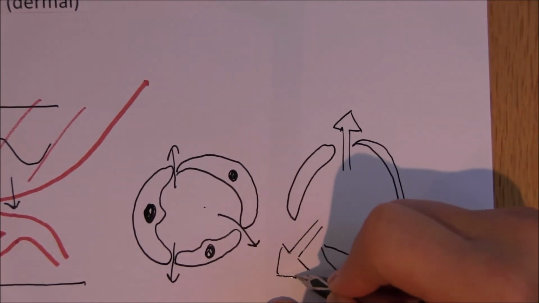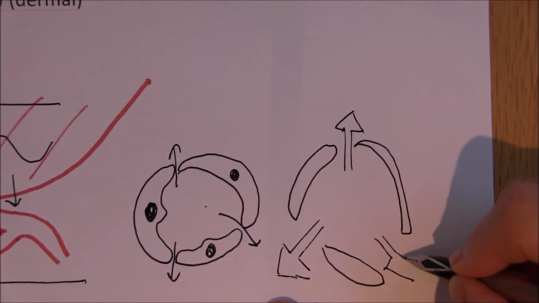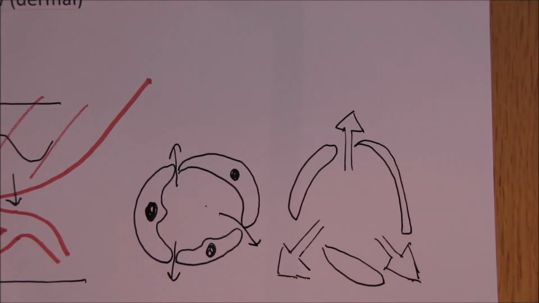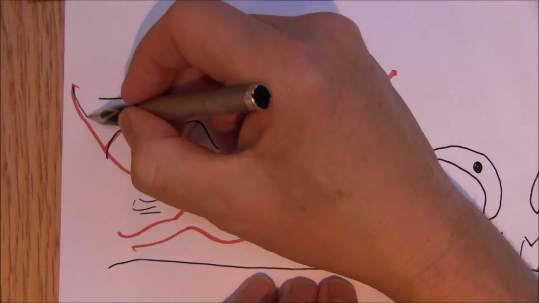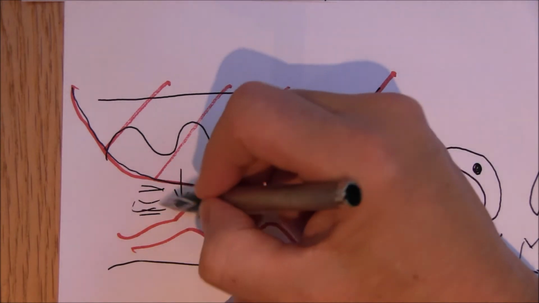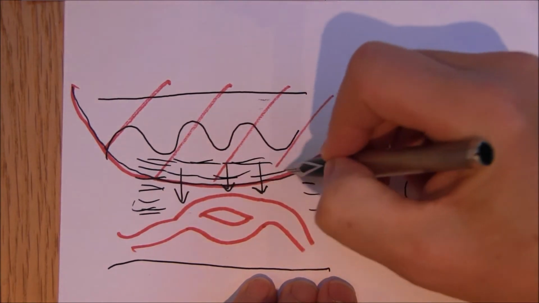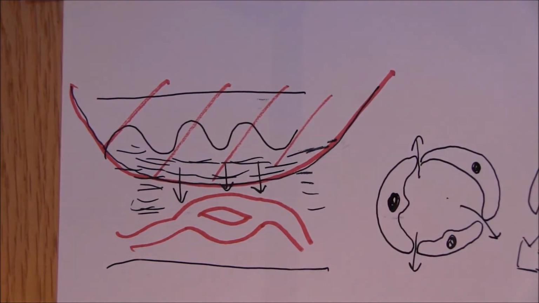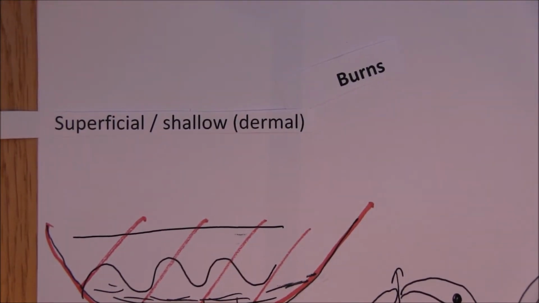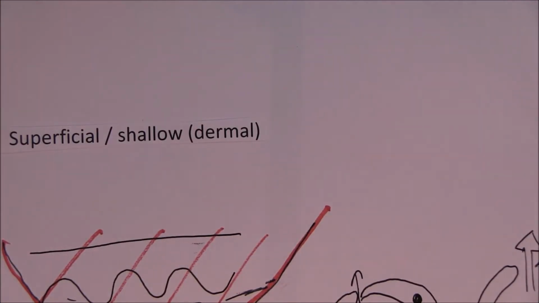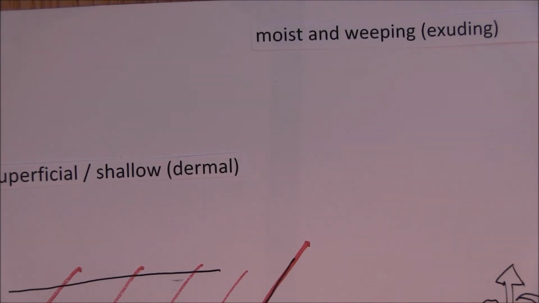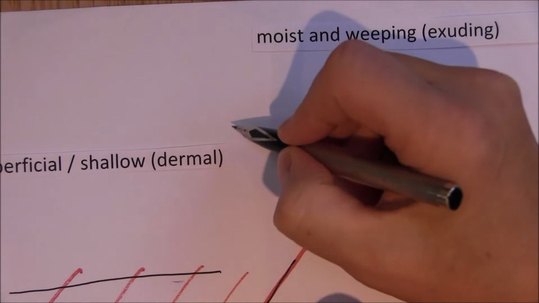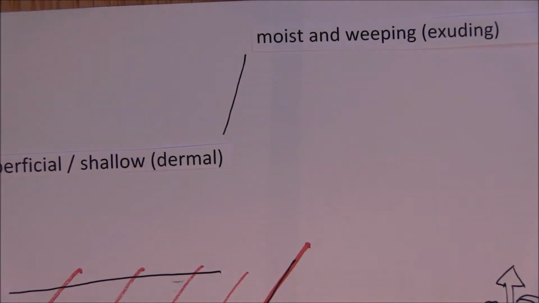We've increased vascular permeability as a result of this inflammatory process, and we get a lot of tissue fluid going out into the tissue spaces here. But of course this is all lost here, so this is now the surface. So all these tissue fluids, the inflammatory exudates, the inflammatory fluids are now in the base of the burn. So what we find is that these superficial burns are moist and weeping, or a better term is exuding. So the shallow dermal burns are moist and exuding for that reason.